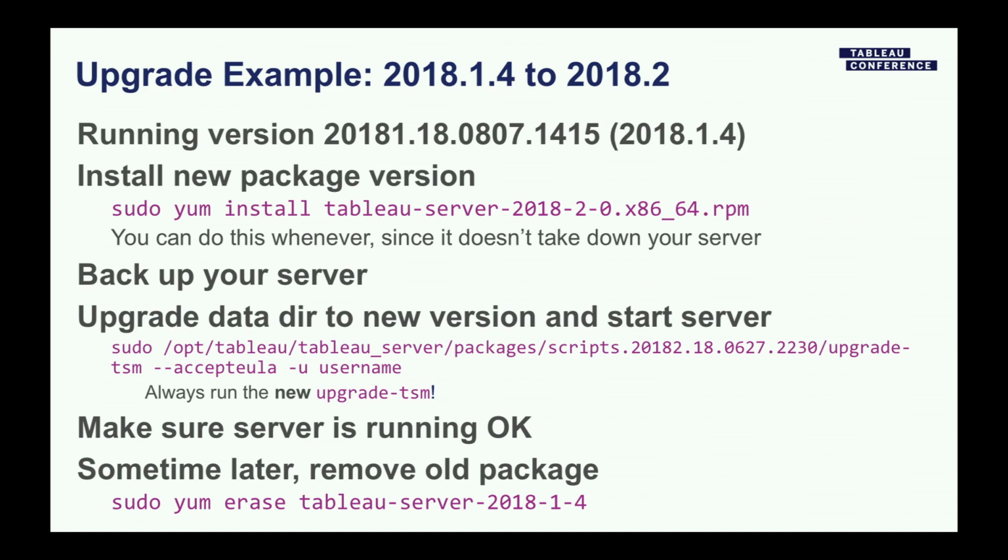So you run the sudo upgrade TSM command. You have to accept the end user license agreement. You also have to pass a username for the TSM admin because you're going to have to authenticate in order to prove that you're allowed to upgrade server. And make sure your server's running OK. And then sometime in the future, when you're ready, you can just remove that old package with sudo yum erase and the package name.